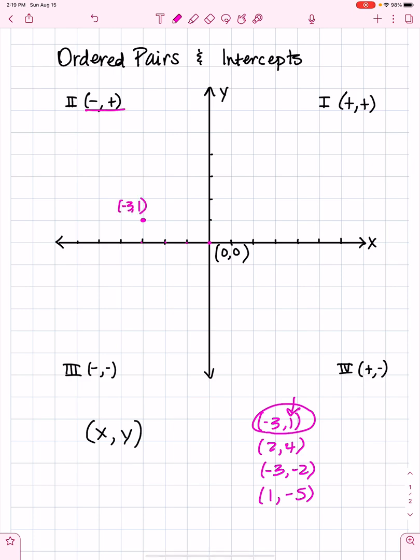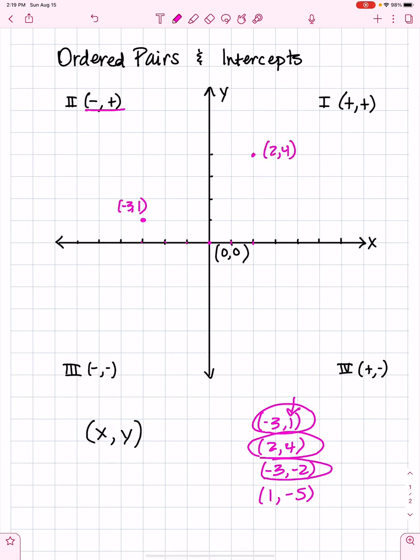Remember that your signs in quadrant 2, all of the x values are negative, all of the y values are positive all the time. Okay, our next ordered pair is a positive, positive. I've got a +2 and a +4. What quadrant is it going to be in? Quadrant 1. Very good. So the x value is 2. So from the origin, I'm going to move over 2 and up 4. So that ordered pair is right there.